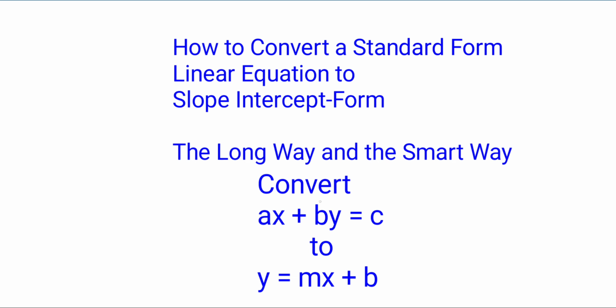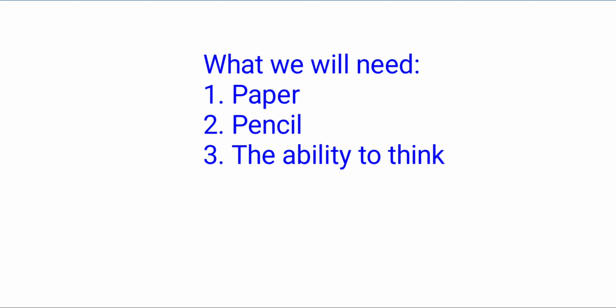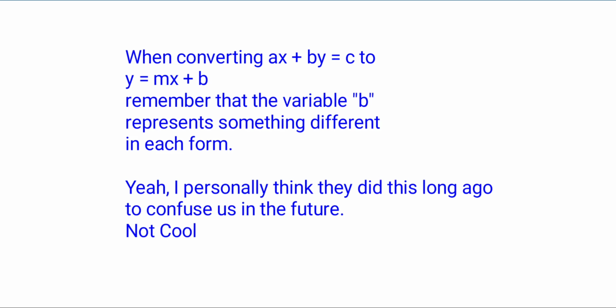So we're going to convert standard form, which is ax plus by equals c, into slope-intercept form, which is y equals mx plus b. Well, we will need paper, pencil, and the ability to think. I'm not saying that sarcastically either, because to really conquer math problems that are difficult for you, you have to think your way through them. So get some paper, pencil, pause if you need to, and then we'll be ready to begin.